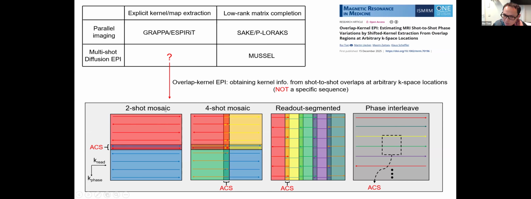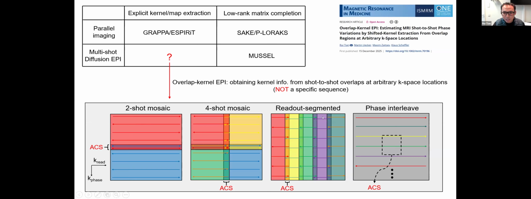There are some people doing similar things, but we realized that by having a very small k-space overlap at the centers, like ACS here, you can very well correct the shot-to-shot eddy current and phase fluctuations in very high quality. And also these two, readout segmented and phase interleaved EPI, are more commercialized nowadays in Siemens and GE and other companies.